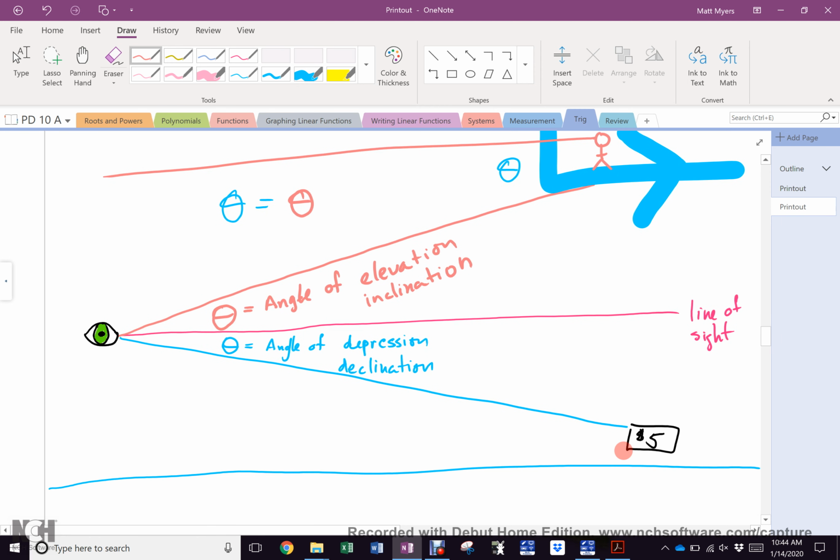Meanwhile, by the $5 bill is an ant. The ant says, "Oh, guy," and looks up into my eyes. What would go here? Angle of elevation, which would be a pink theta. And it would be exactly the same as my angle of depression down to the $5 bill. Is everybody cool?